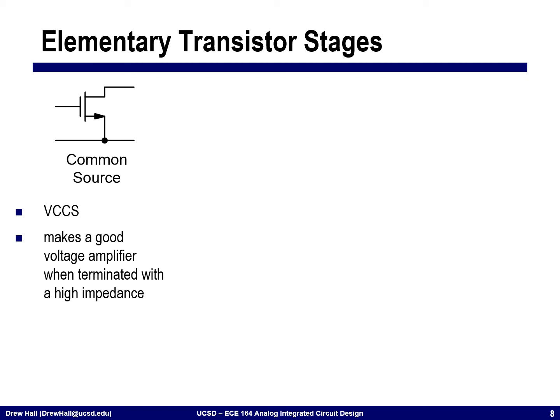We talked quite a bit about elementary amplifier stages, starting with the common source amplifier, which essentially acts like a voltage-controlled current source and makes a very good amplifier when we can terminate this with a high output impedance. And so essentially what we're doing is we're taking a voltage at the input, turning it into a current with this transistor, essentially making a transconductance, then converting that current back into a voltage with the impedance at the output.